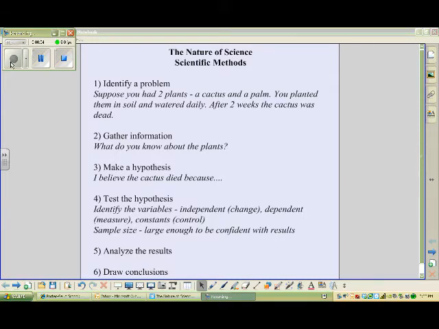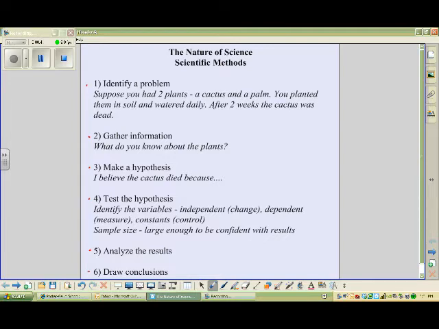Okay, so this video is going to be about the scientific methods that scientists use in order to solve a problem. And there are 6 steps in the scientific method. Identify a problem, gather some information, make a hypothesis, test that hypothesis, analyze the results, and then draw conclusions. We are going to look at a specific example to walk through these steps so that you can better understand them. Our example is pretty basic.